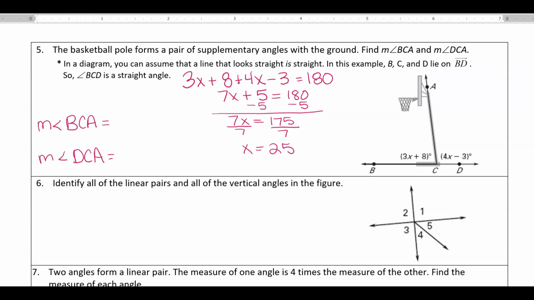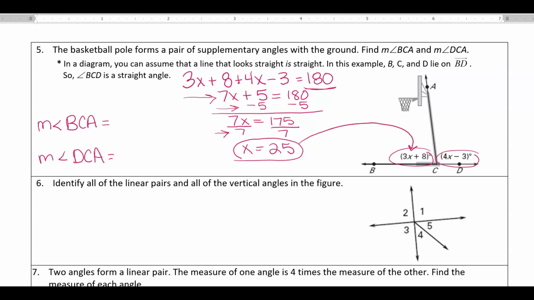Now onto the back, you should have worked number 5 out, dealing with the basketball pole forming supplementary angles with the ground. So you should have taken both angles here and set them equal to 180 degrees. So I combined like terms in this step, subtracted 5 here, divided by 7 here, and I got x equals 25. However, 25 is not the answer.